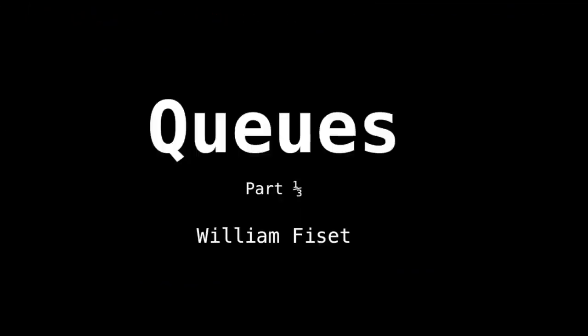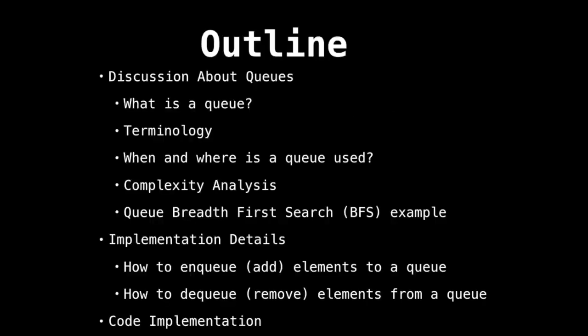Let's talk about queues, probably one of the most useful data structures in computer science. So this is going to be part 1 of 3 in the queue series. So the outline of things we'll be looking at. First, we're going to begin by talking about queues and what they are. Then we're going to go into some complexity analysis concerning queues. Then we'll discuss the implementation details of enqueuing and dequeuing elements from a queue, followed by some source code at the very end in the last video.